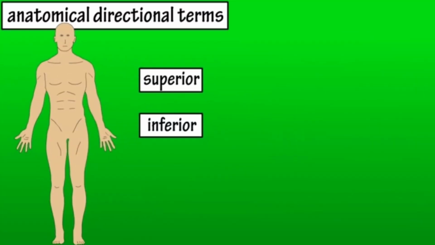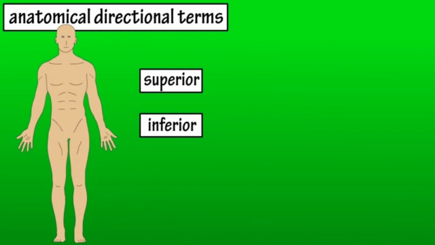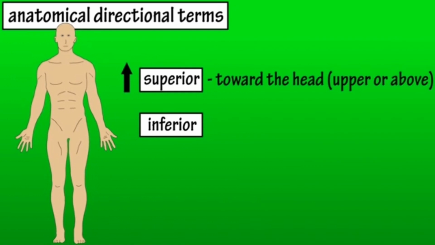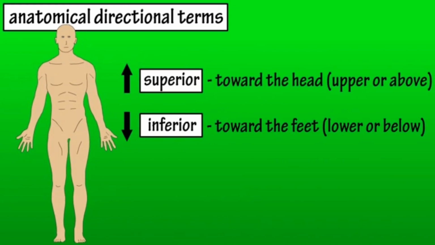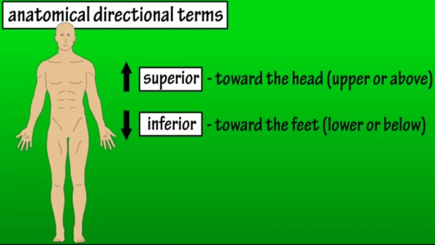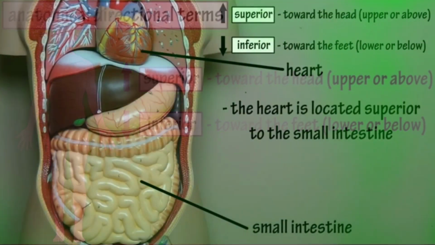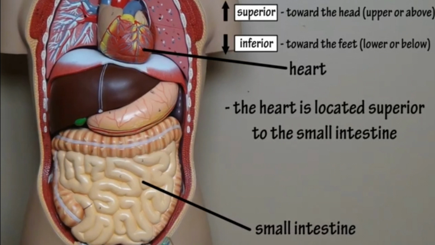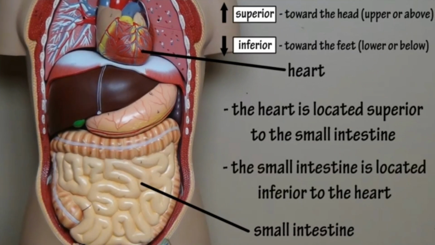Another anatomical terminology is superior or cranial. Superior describes a position above or higher than another part of the body. Inferior or caudal describes a position below or lower than another part of the body proper. Let's say, for example, the heart is superior to the small intestine, meaning the heart is above the small intestine, and the small intestine is inferior to the heart, meaning the small intestine is below the heart. So mao na siya ang example sa inferior o superior.